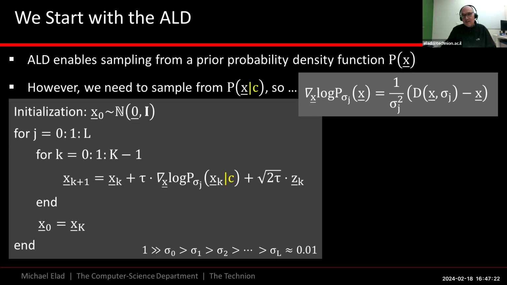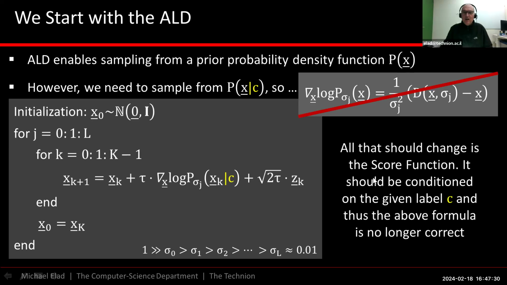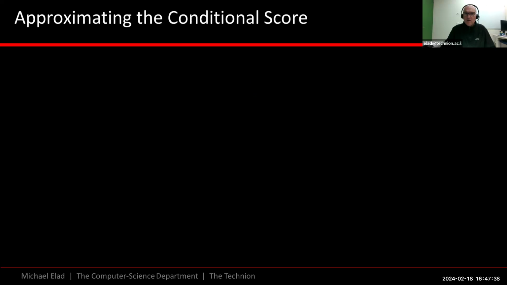Which immediately says that this is no longer relevant. We cannot use it because it's not handling the conditioning C. So we do have to find a way to serve the knowledge of C and its influence on the algorithm. And the question is, what shall we do? Here is a way of doing it. This is the classifier guidance approach.